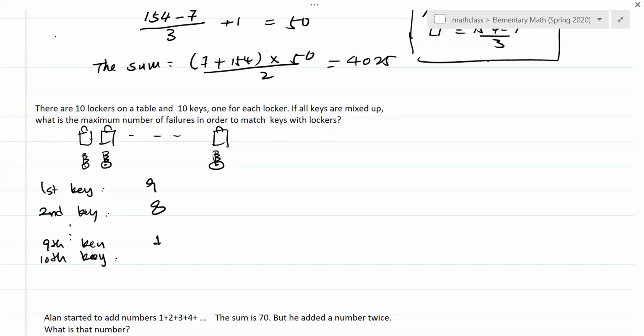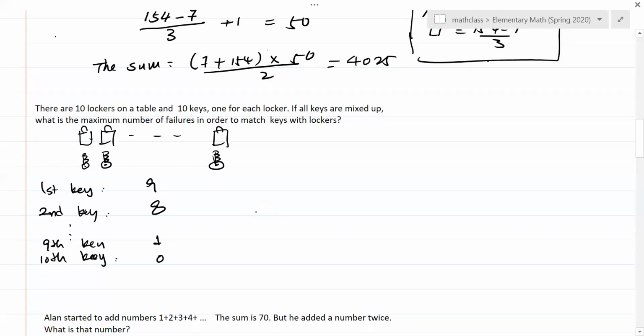So you pick up a key, try one. Okay, if it opens, that's fine. The worst case is you couldn't open it. Then the key must match with the other one. So you only try once. And for the last one, it's 0, okay?